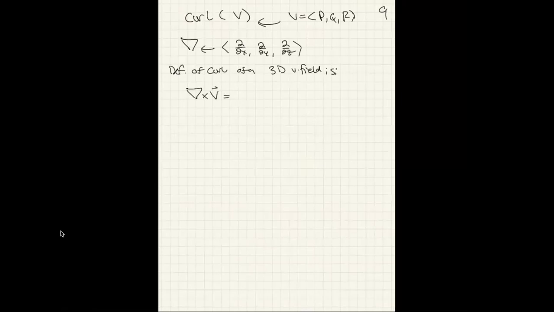So let me write this all out for you. Remember, to do cross product, you need a determinant with an i, a j, and a k up top. My del operator is partial x, partial y, partial z. And at the bottom, I've just got to supplement what my v is. Sometimes I put the hat on, sometimes I don't. So we got P, Q, and R.